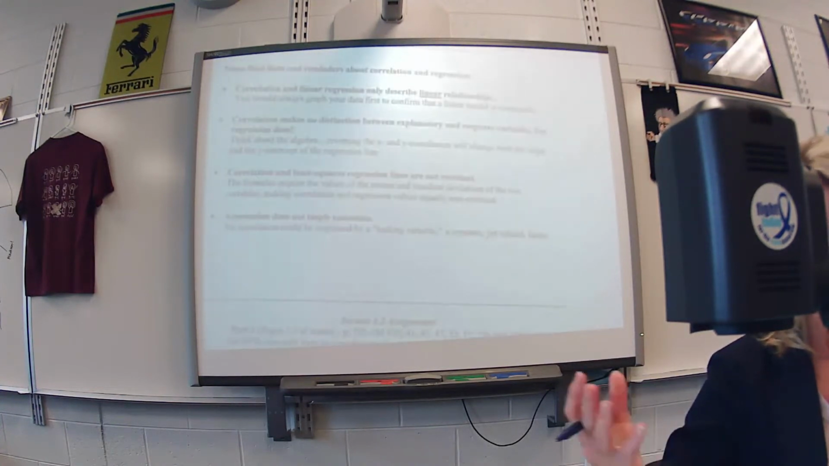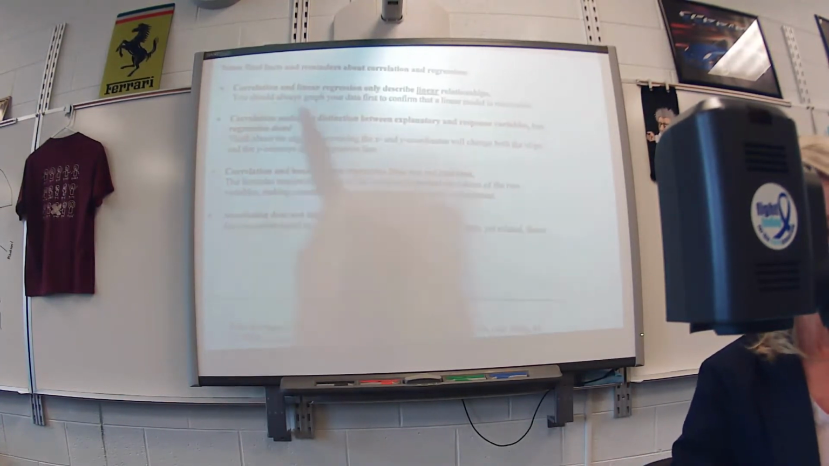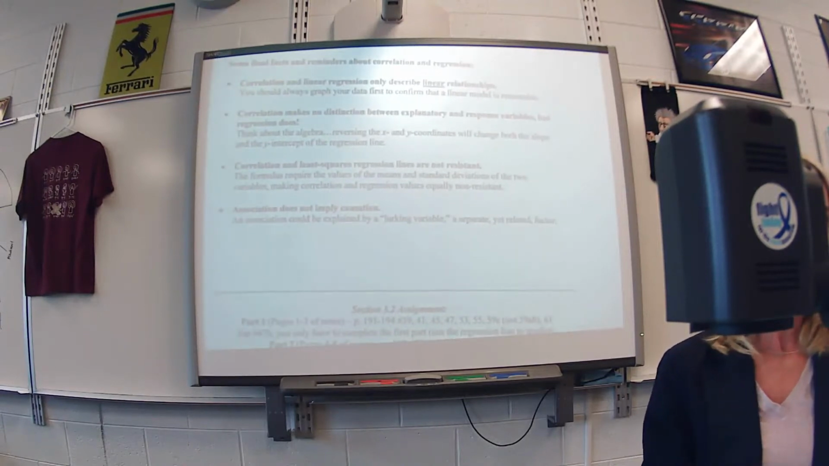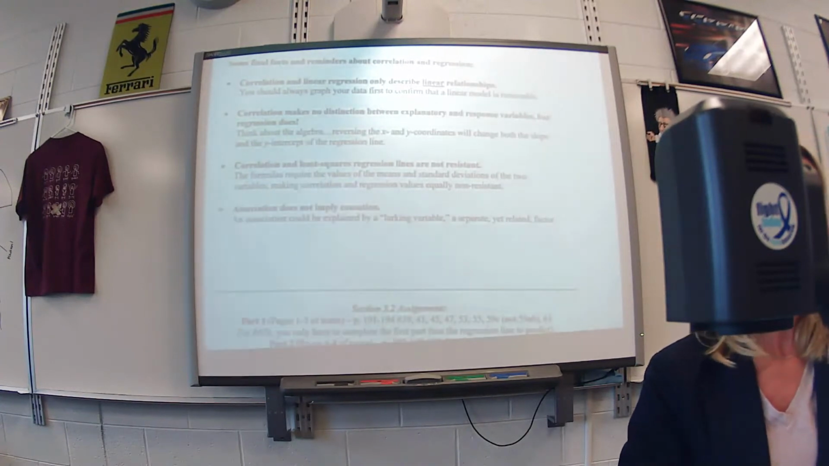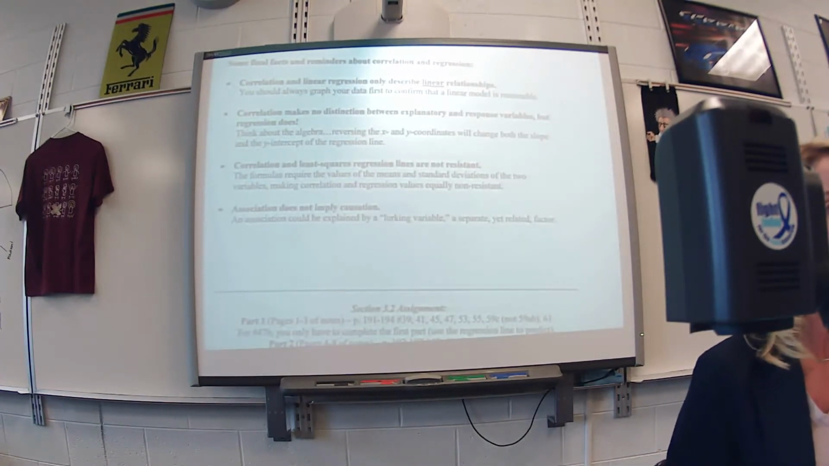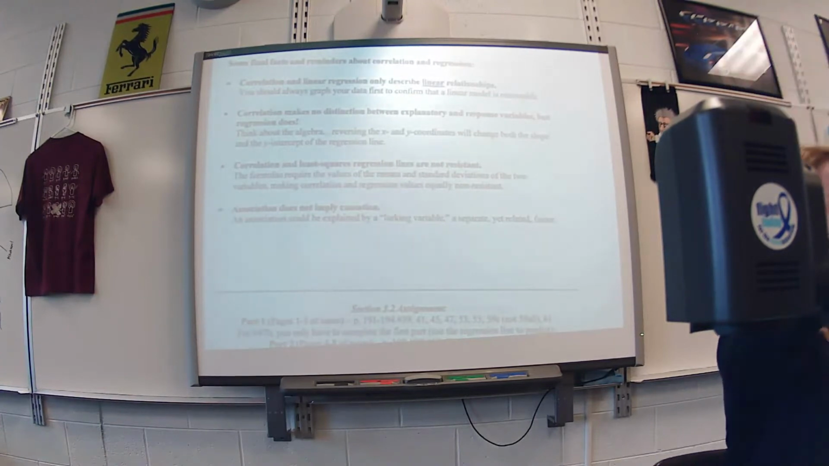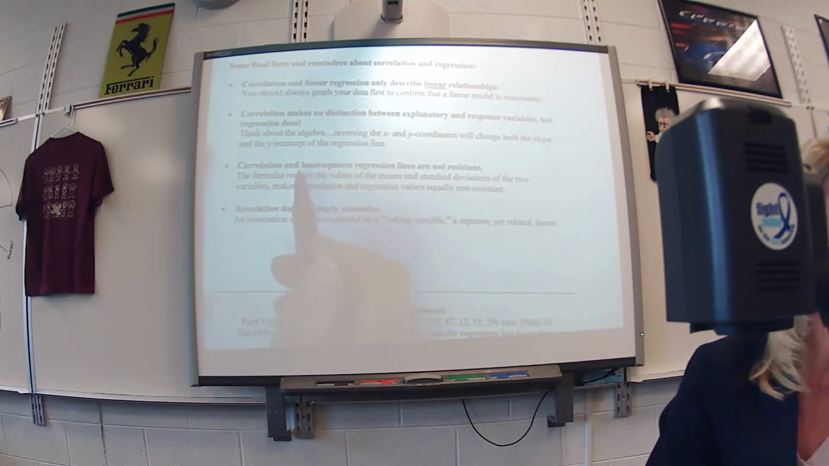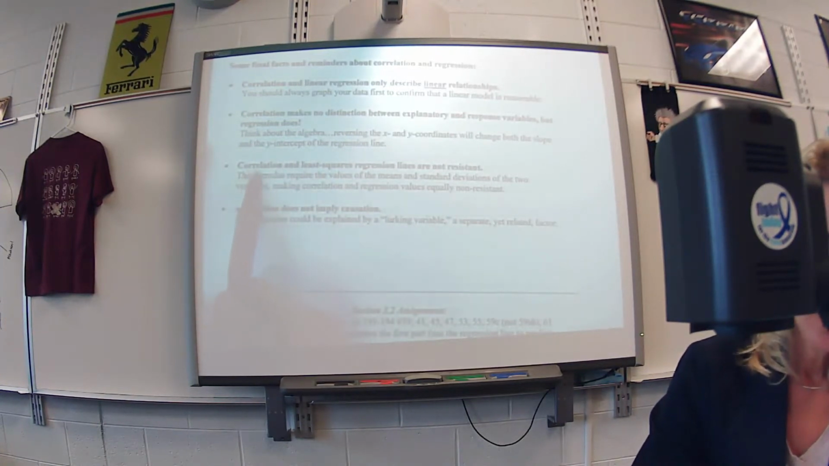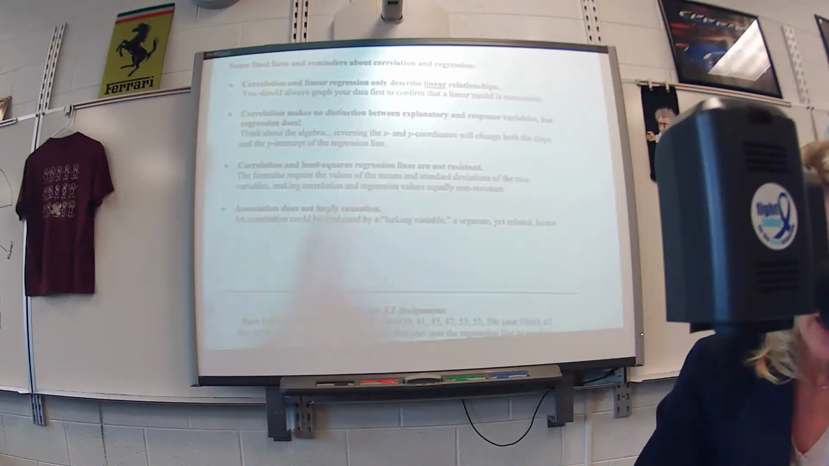And then the last page is just a couple of reminders. Correlation and linear regression, R squared, whatever. It's all linear relationships only. Correlation makes no distinction between X and Y. You could change X and Y on your graph and you're not going to change R. But if you change your X and Y on your graph, you will change your linear regression. Okay? If you are writing the equation of the regression line, if you switch your X's and Y's, you're changing things, okay? None of this stuff is resistant, and we talked about that.